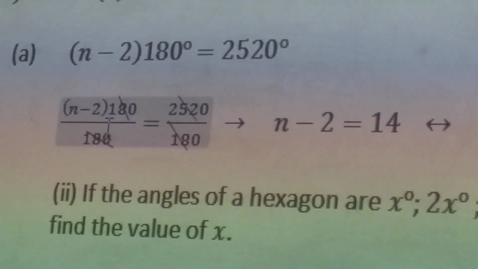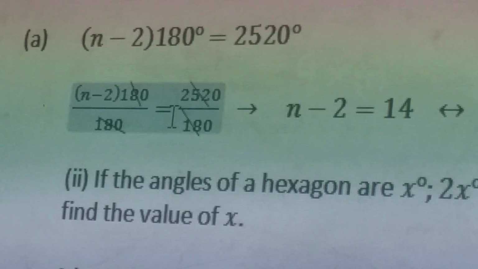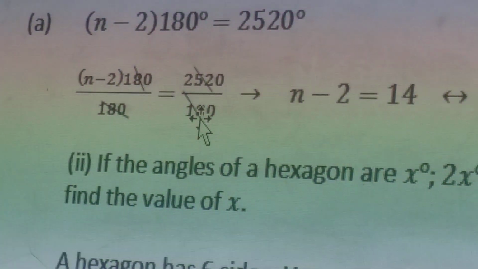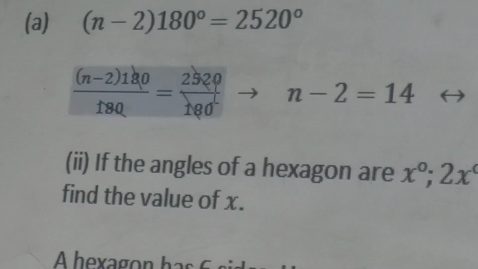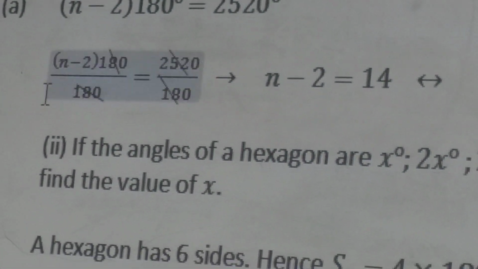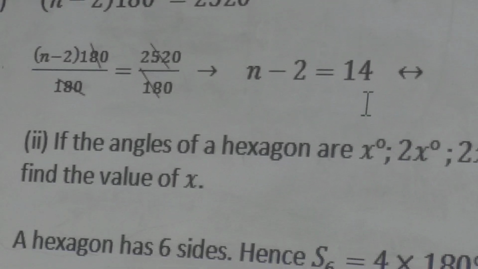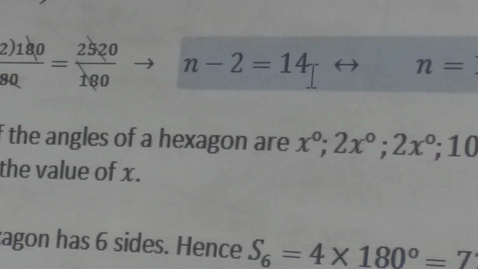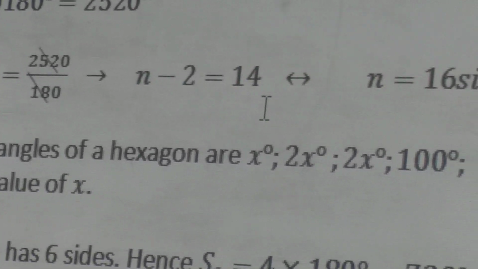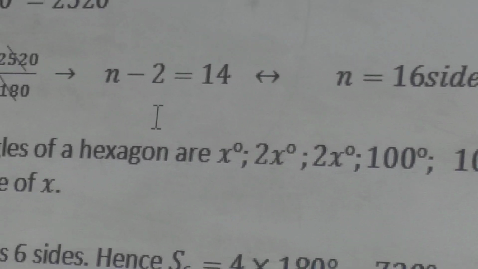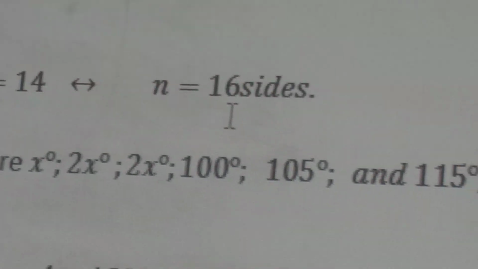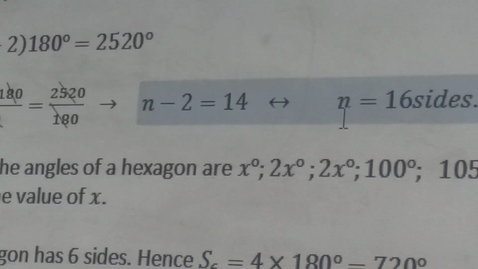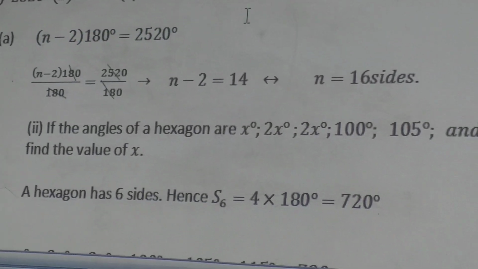We divide both sides by 180, so that 180 and 180 cancel off, and we're left with n minus 2 equal to 2520 over 180, which gives us 14. So we take minus 2 to the other side of the equal sign to become plus 2. We are left with n equal to 16 sides. So that's how we calculate the number of sides when given the sum of interior angles.